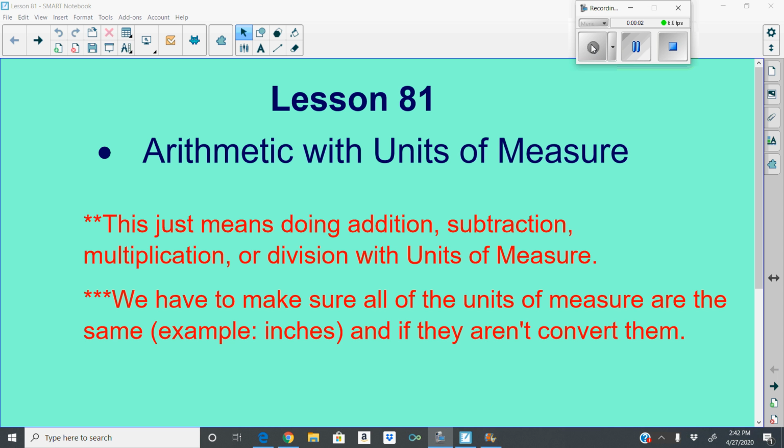Hello, sixth graders. Here is math lesson 81, arithmetic with units of measure. Okay, I think the titles always throw us off a little bit.